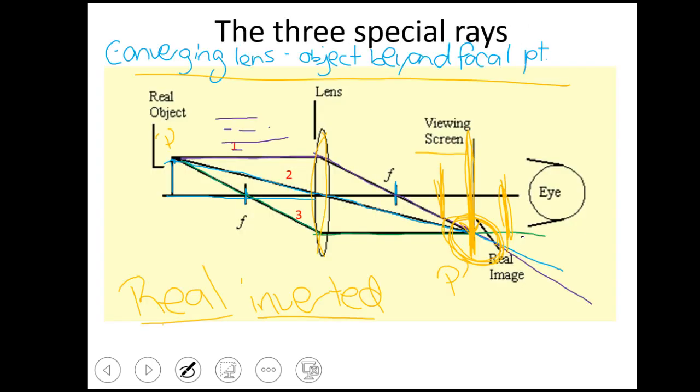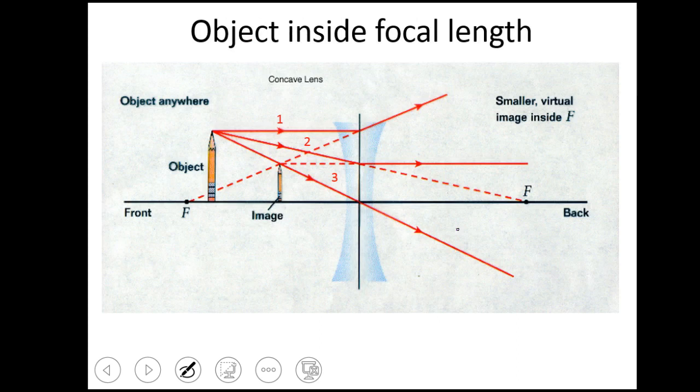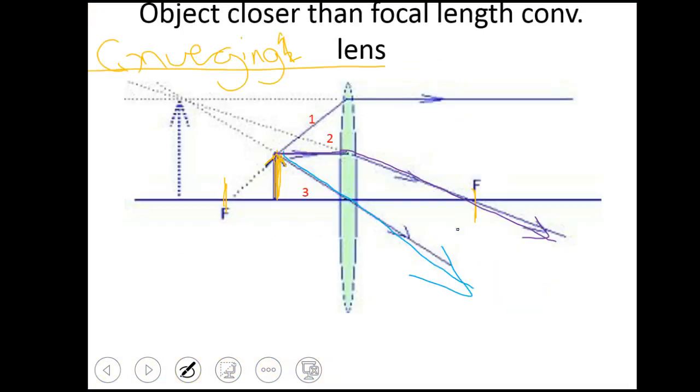So I'm on this one. We've done 1 and we've done 2. Usually what I just told you is that if something goes through the near focal point, then it gets refracted out parallel. But in this situation, I can't really make something go through the near focal point. It just doesn't work.